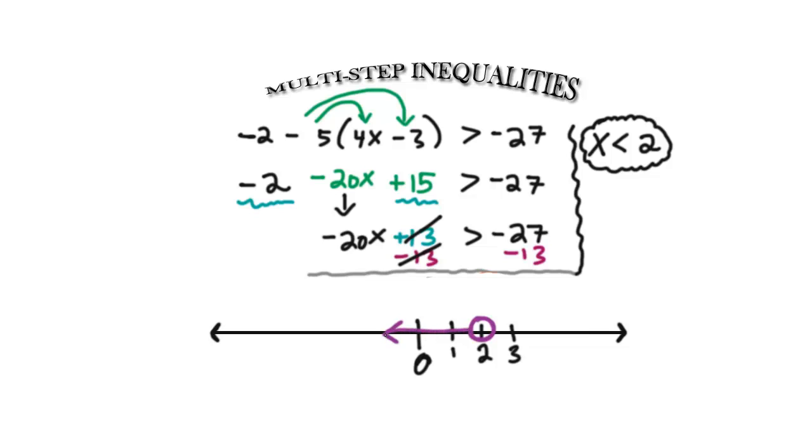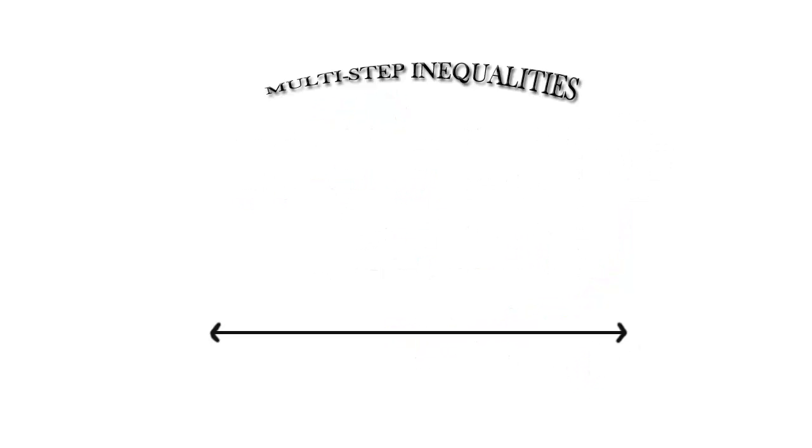Right, and there it is. Nice looking arrow here, right? And that is x less than 2. And we're pretty happy with this. Let's take a look at this one here. Let's say we have 2 times the quantity x minus 3, minus 2x, is greater than negative 4x plus 2.